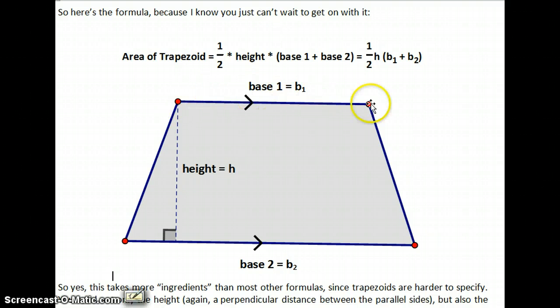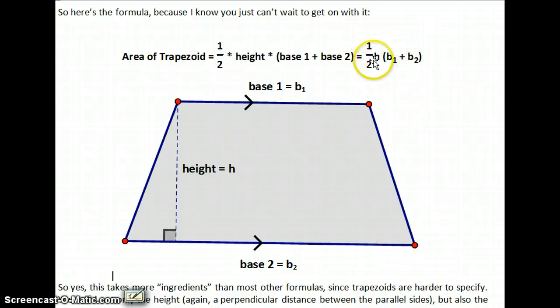Okay, so yeah, I need to know the length of the parallel sides, and I need to know the length of sort of the distance between those parallel sides. How far apart are they in the perpendicular sense? And then once I know all that, here's the magic formula: it's half of this height times this number plus this number.